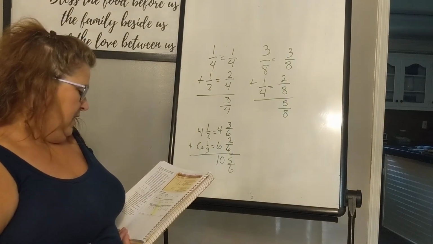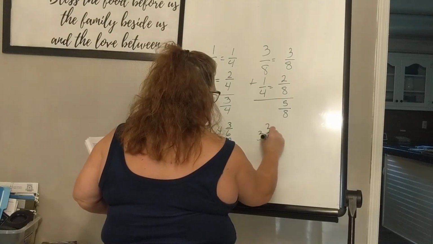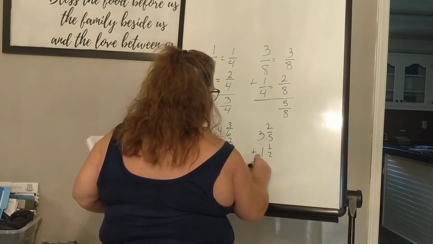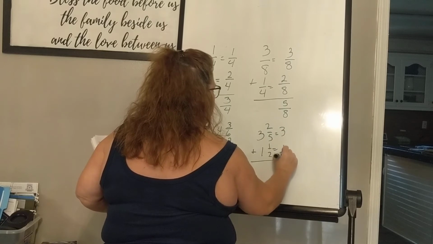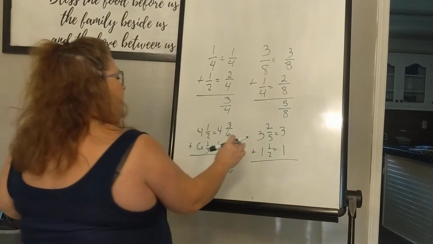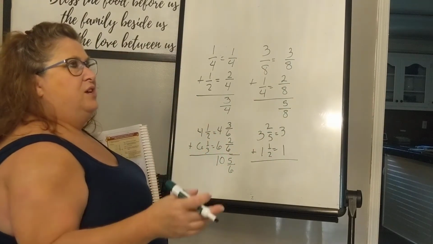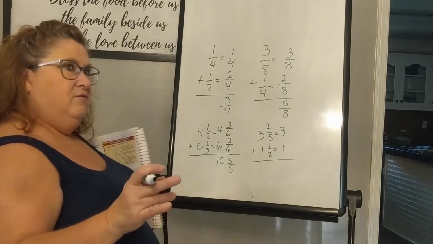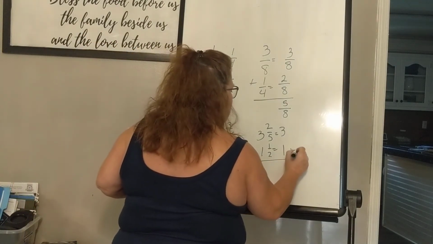And for letter D, I have 3 and 2/5 plus 1 and 1/2. Always bring those whole numbers over first so we do not forget them. And then we have to figure out our least common denominator for 5 and 10. Counting by fives, I say 5, 10. Counting by twos, I can count by twos and get to 10, 2, 4, 6, 8, 10. So my least common denominator is 10.